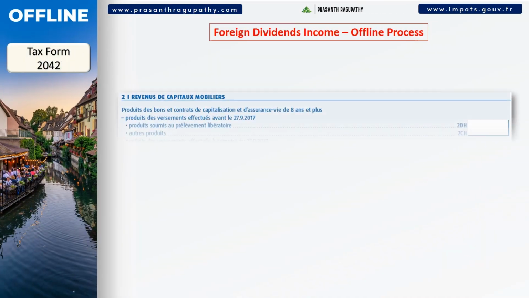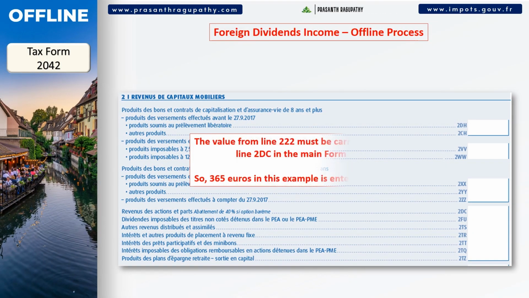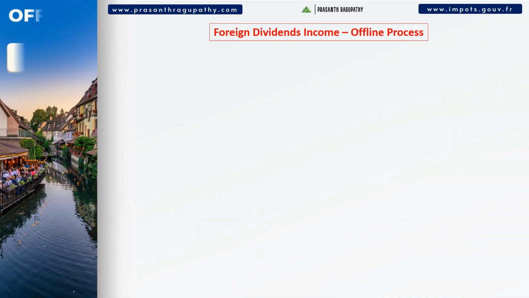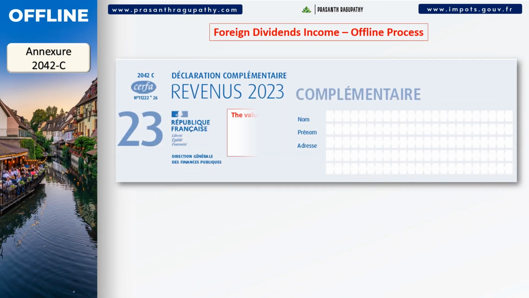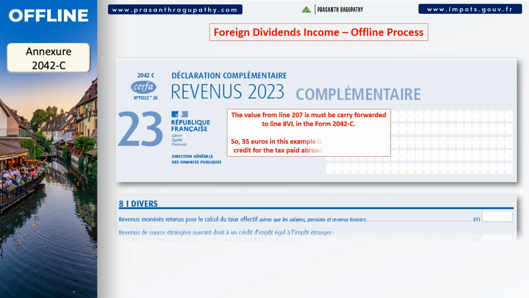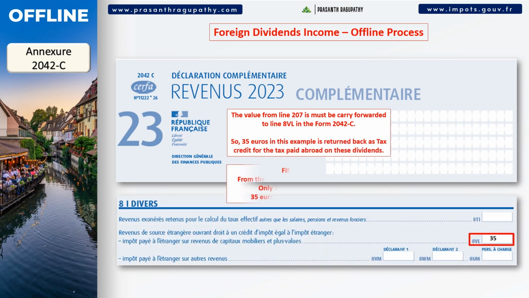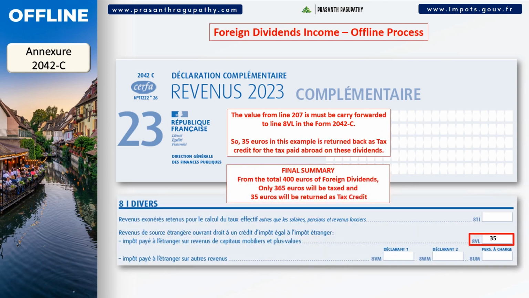Then the value from line 222 must be carry forwarded to line 2 DC in the main form 2042. So, 365 euros in this example is entered in line 2 DC. The value from line 207 must be carry forwarded to line 8 VL in the form 2042-C. So, 35 euros in this example is returned back as tax credit for the tax paid abroad on these dividends.